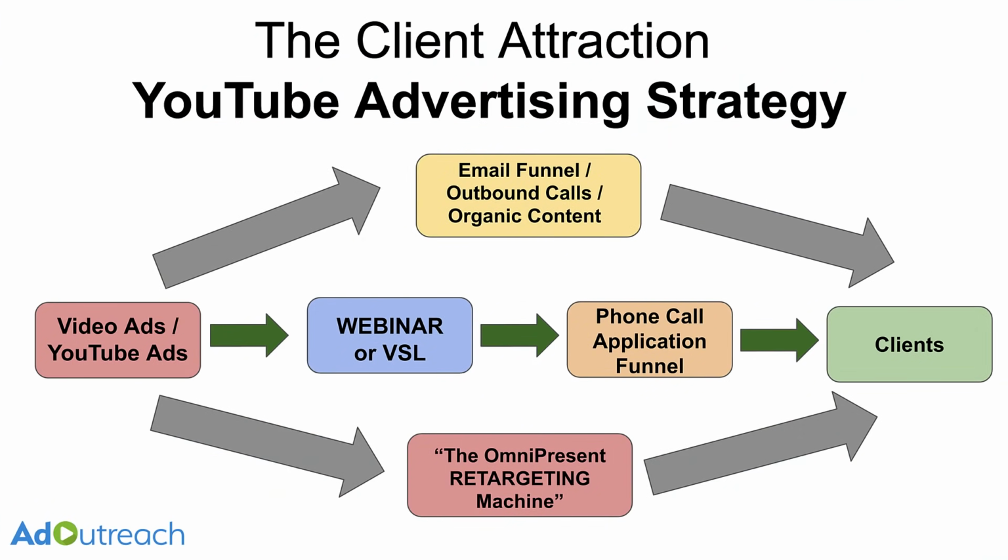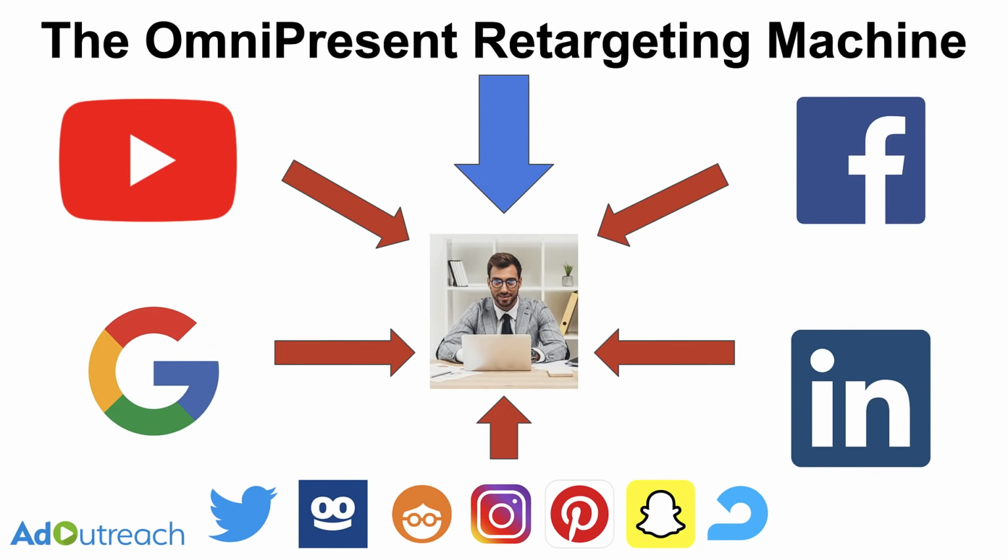So really, this is all in the client attraction YouTube advertising strategy. Taking those YouTube ads, sending them into a funnel, whether it has a training or a webinar or VSL, then going into a phone call application and then converting those to clients, right? And at the same time, you have email funnel, outbound calls, organic content, and you have omnipresent retargeting that's consistently reaching your ideal clients again and again in the background, right?